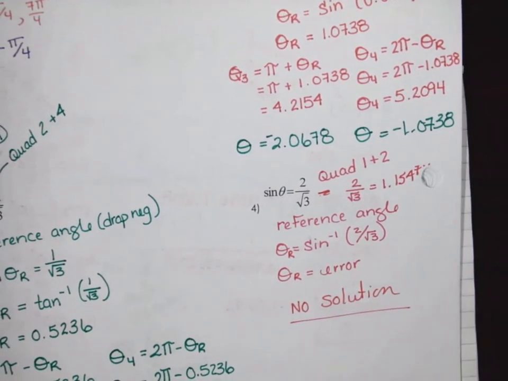No solution 1? Can tan be greater than 1? Yes. Sine and cos can't, but tan can. Okay, I know what your answer is going to be. I just need to think about it.